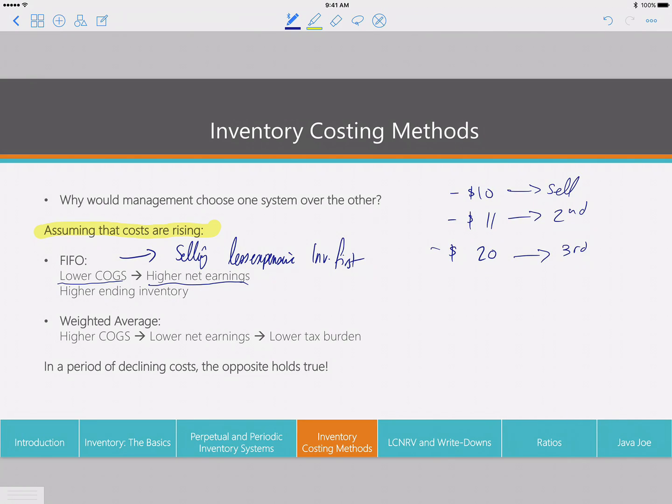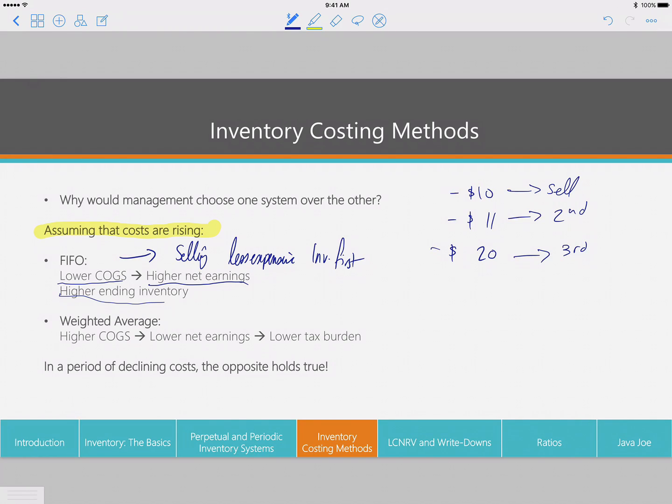So assuming costs are rising, you would choose FIFO because it would give you a higher net income at the end of the period. It would also give you a higher ending inventory, so more assets. And so for a lot of managers who may have bonuses based on net earnings, they may want to choose FIFO because they want to show higher earnings and get their bonus. So they have a financial incentive to do so.